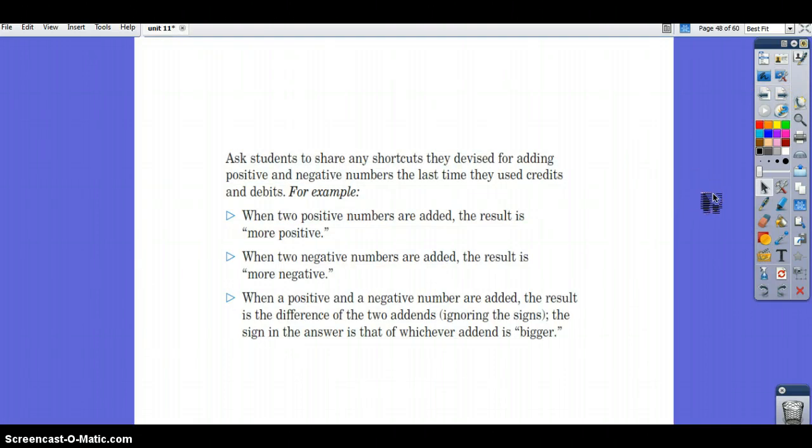Think about any shortcuts that you have devised for adding positive and negative numbers. The last time, they used credits and debits. Remember, when two positive numbers are added, the result is more positive. When two negative numbers are added, the result is more negative. When a positive and a negative number are added, the result is the difference of the two addends. Ignoring the signs, the sign in the answer is that of whichever addend is bigger.